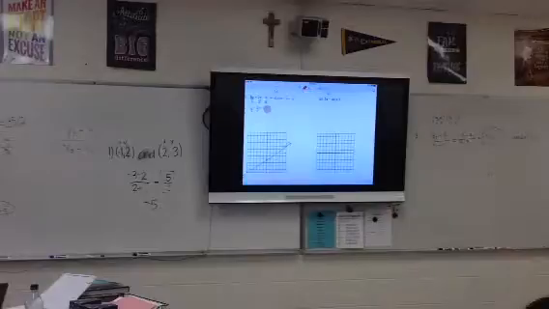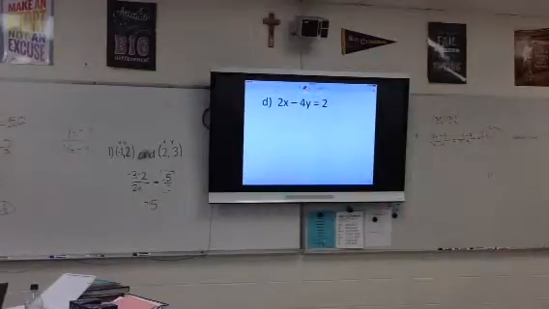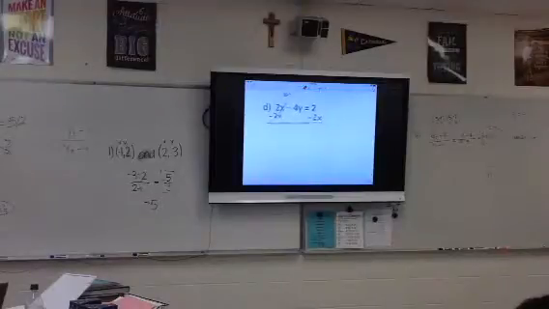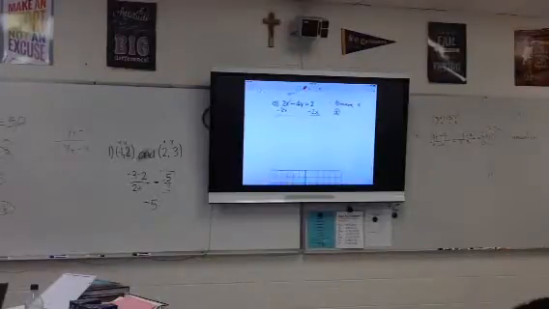All right, let's move to D. So what are we going to have to do here on D? Would you subtract 2x? Good. Anytime you've got x and y on the same side, you're going to have to move the x over. So I'm going to subtract the 2x over to the other side to start with. And I'll give you a hint: always move x first, if you can.